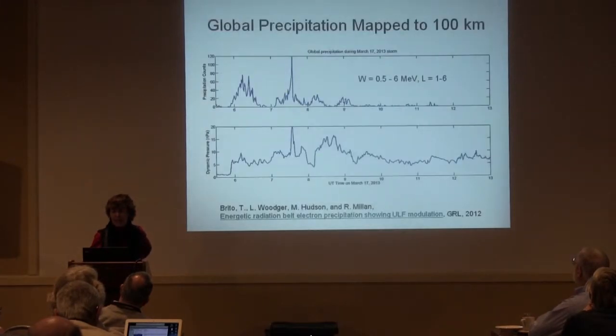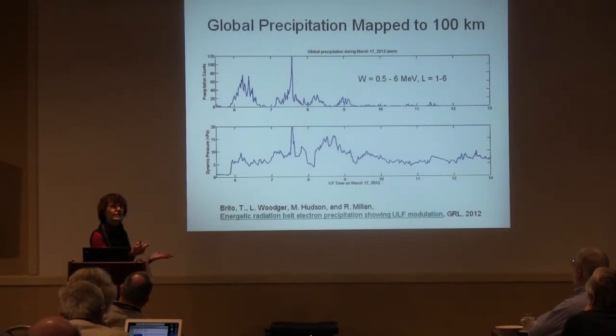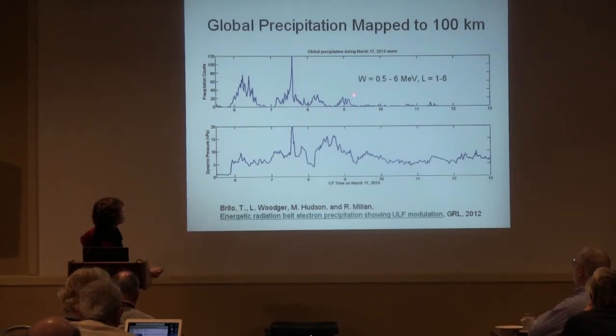So I asked a recent PhD student, Iago Burrito, to run this particular event using the same MHD code, the same test particle code, but he has an algorithm for mapping the precipitation to 100 kilometers that he's used for other events. And so you see that there's precipitation loss oscillations, and precipitation loss to the ionosphere.